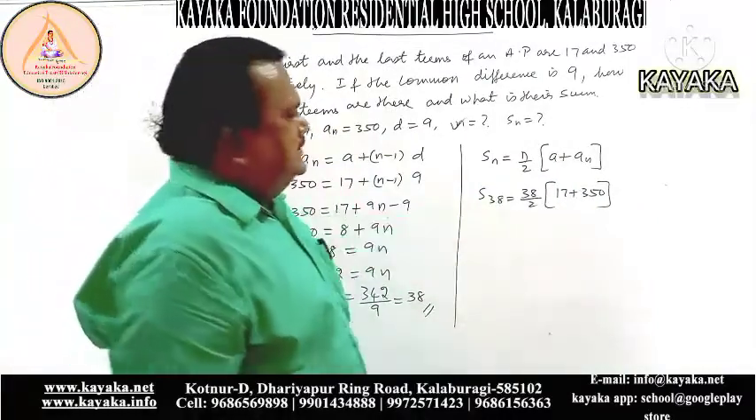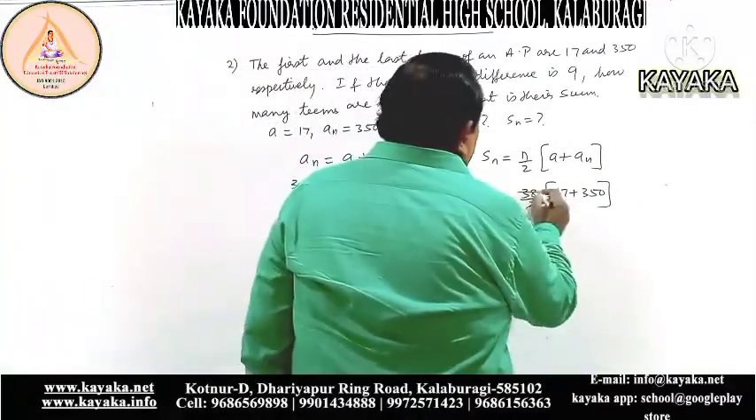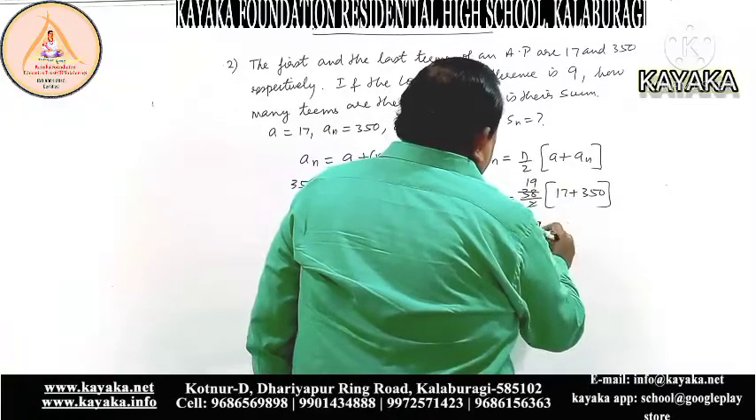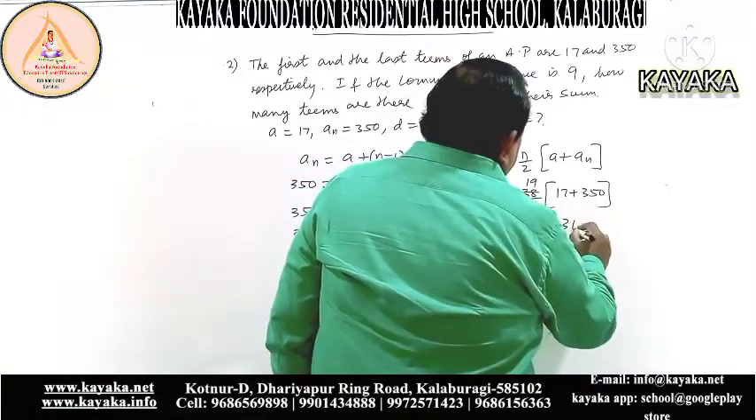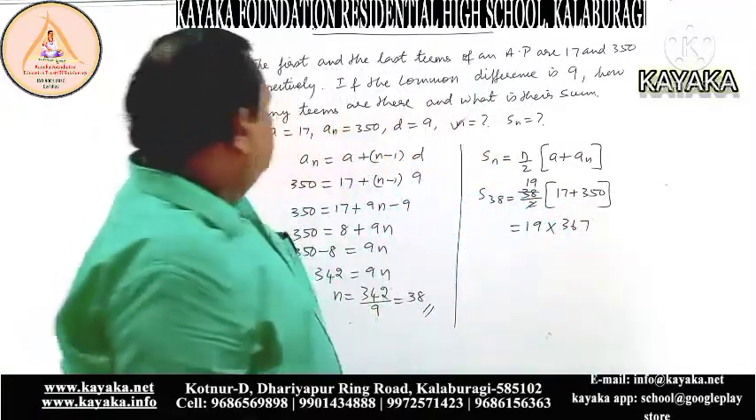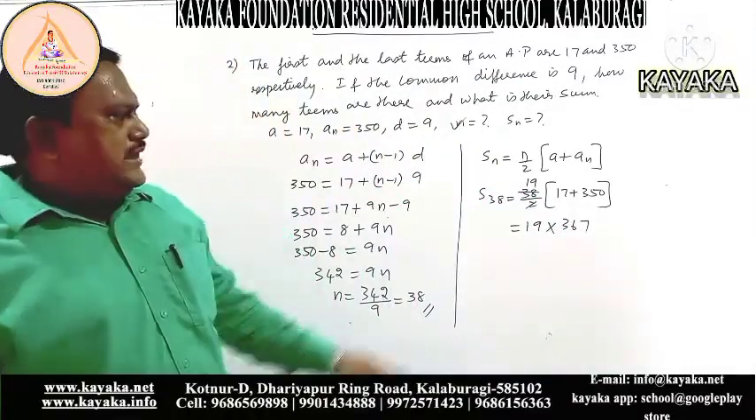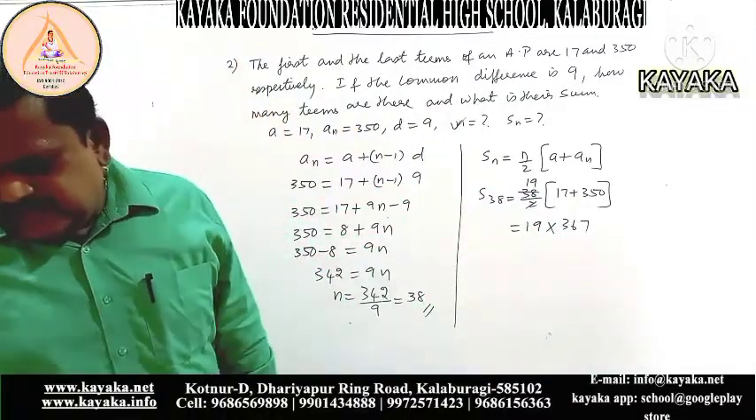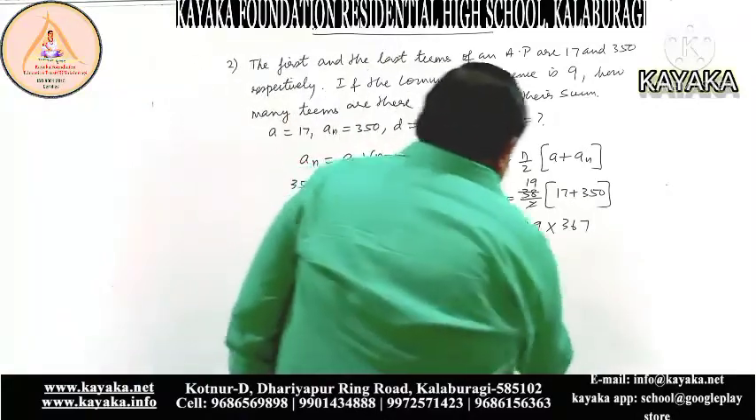You can cancel here 38 and 2, you will get 19. You will get 19 into, here you will get 367. 19 into 367, the answer is 6973 you will get.